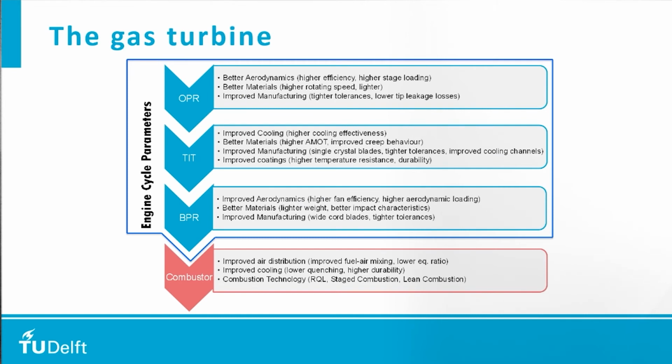So to summarize what has happened in terms of engine efficiency, you see that the pressure ratio has gone up. That is what we call the overall pressure ratio: the pressure at the end of the compressor as compared to the inlet of the engine. Then the turbine inlet temperature, that's the maximum temperature of the cycle, has gone up. The bypass ratio, which is the ratio of the mass flow rate of the engine as compared to the core, has gone up.